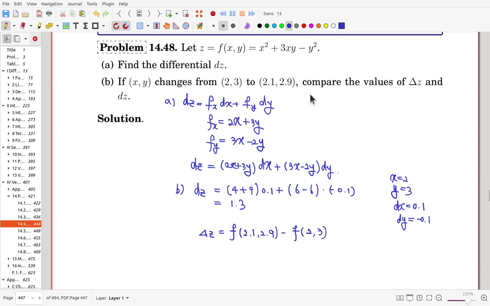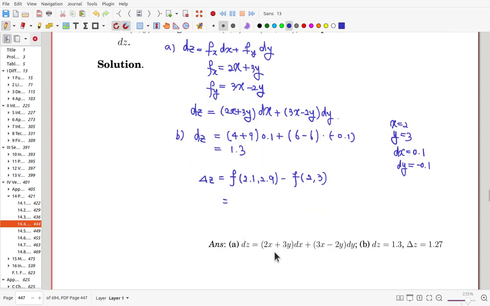Okay, this is a bit complicated, so we'll use the earlier computed value. That is now 1.27. So the tangent plane is approximating well: dz is 1.3, and the real change is 1.27. Okay.